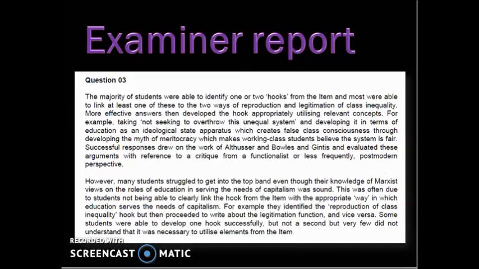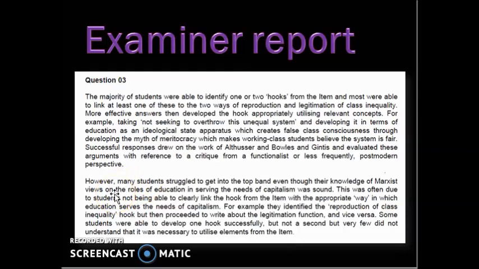Here is the exciting bit, the examiner report. This is something that you should be using. They give you insights into exam questions. All exam papers will have one, and I will put the link to this paper's examiner report in the comments below. The majority of students were able to identify one or two hooks from the item and were able to link at least one of these to the two ways of reproduction and legitimation of class inequality. Your best answers develop the hook and utilise relevant concepts. Successful responses drew on the work of Althusser and Bowles and Gintis and were able to evaluate them.